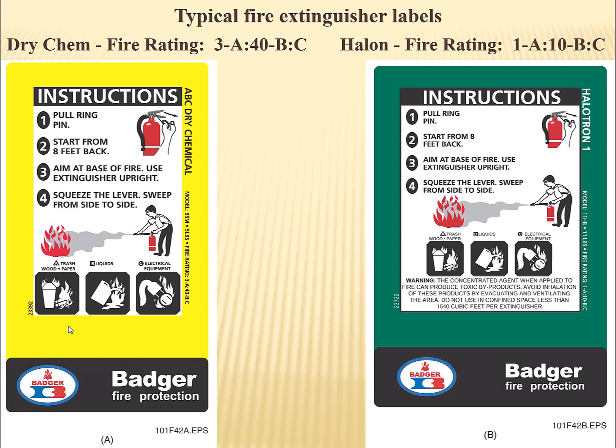So the first one here on the left is dry chemical, and its rating here, I put the big numbers up top. It's written on the side of the label, but I put them in large numbers up top on the title. 3A, 40B, and C. So this dry chemical is good for class A, B, and C fires, but you can see it's rated pretty well for B and maybe somewhat okay for A.